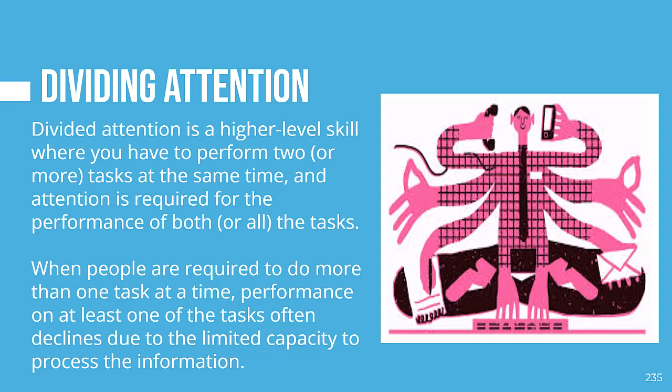When people are required to do more than one task at a time, performance on at least one of the tasks often declines. It is generally agreed that humans have a limited capacity to process information. When several tasks must be performed at the same time, the demands of the tasks may exceed an individual's processing capacity. Selective attention is the process of focusing on a particular object in the environment for a certain period of time. It's a limited resource, so selective attention allows us to tune out unimportant details and focus on what really matters.